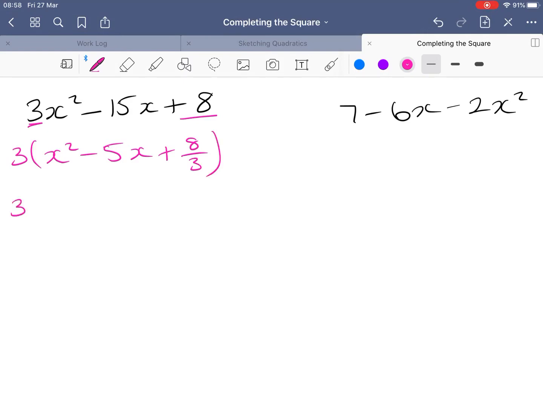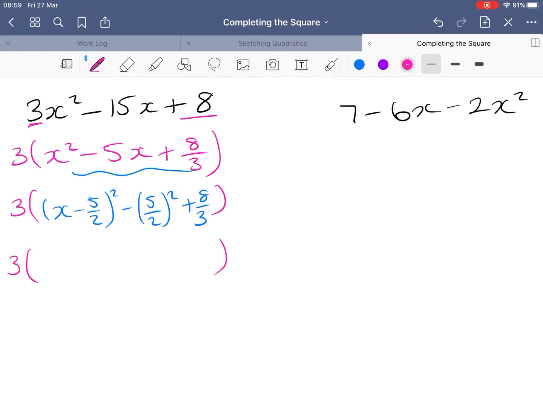Right, so keep the 3 outside and we do our completing the square on the inside. So we're going to have x minus 5 over 2 all squared, take away that extra bit of 5 over 2 squared, plus my 8/3. Fractions are getting quite tricky, but you've got calculators so you can deal with this. 3, remember, keep that 3 outside all the time. x minus 5 over 2 all squared. Right, now let's deal with this: 25 over 4 plus 8 thirds.